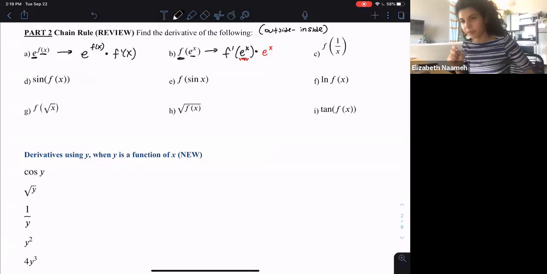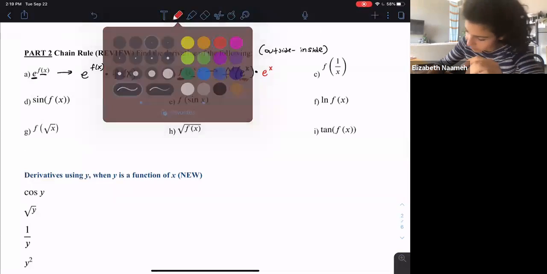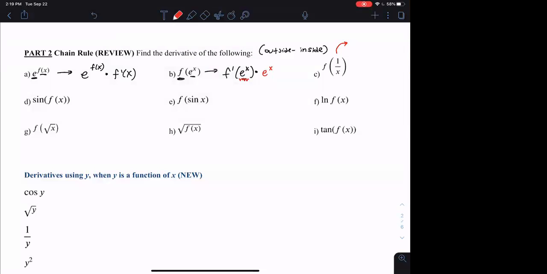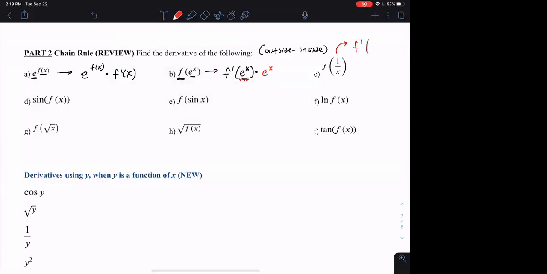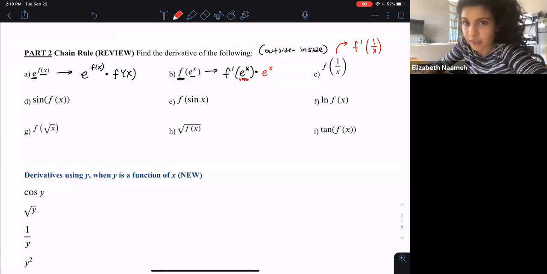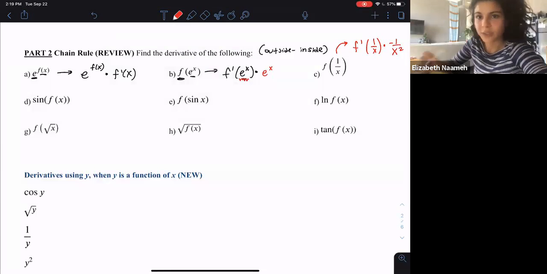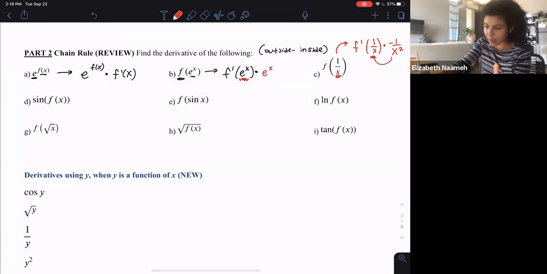Let's do C. Kaylee Franco, can you guide me with C? For this one, I'm going to do it above because I don't have much room. How will I take the derivative of f of 1 over x? The derivative of the outside function first. F prime of 1 over x. Good. That stays fixed, times the derivative of the inside, negative 1 over x squared. Okay, that's the derivative of that. So we take the derivative of the outside, the inside staying the same, then we multiply by the derivative of the inside.